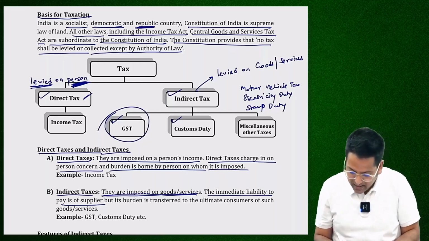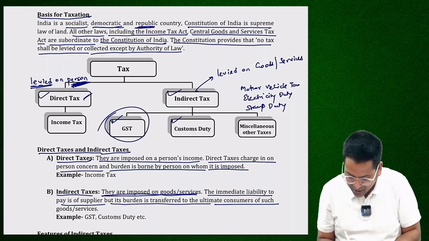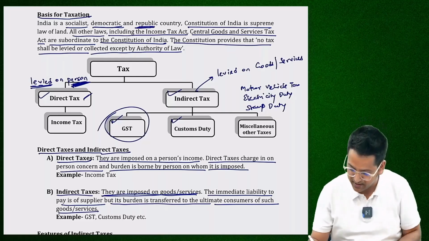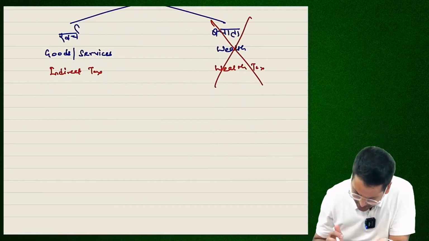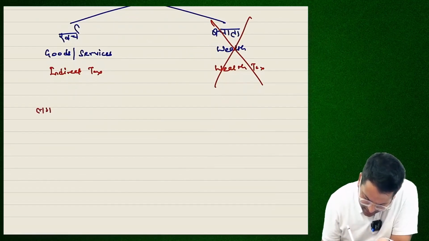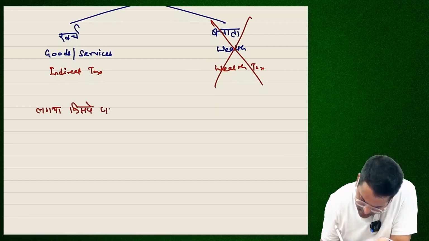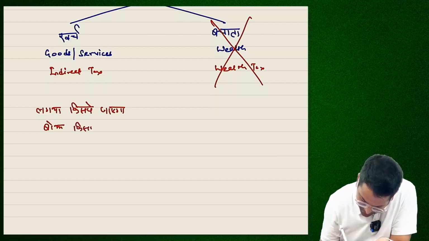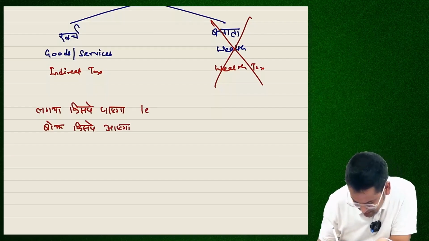And who will bear the burden? The burden is transferred to the ultimate consumer. The burden falls on the consumer. Okay? Let me tell you like this. On whom will it be imposed? Right? Burden. Let me write the spelling. Burden. On whom will it fall? On whom will it fall, meaning levied?